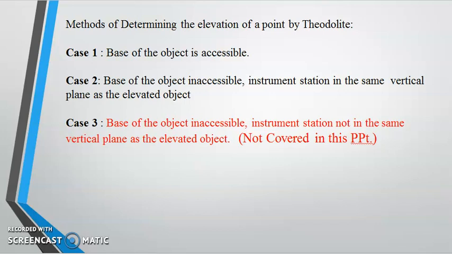The third one is: base of the object is inaccessible and the instrument station is not in the same vertical plane as the elevated object. We are not going to cover this particular case as it is slightly complex. It is difficult to cover using a PPT, so I have kept this to cover when we meet. So we will be doing only case 1 in this particular video.